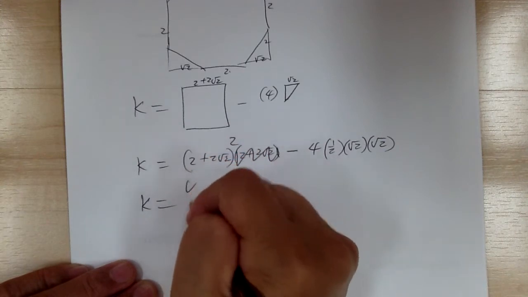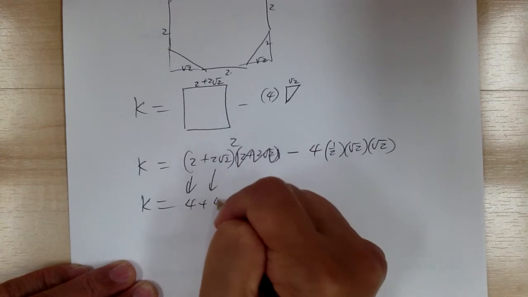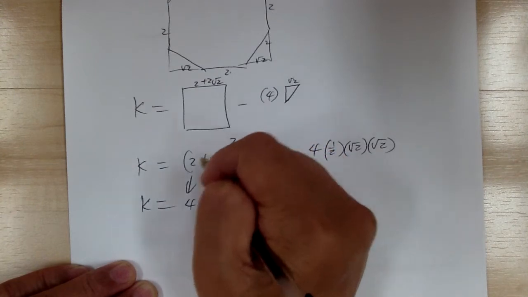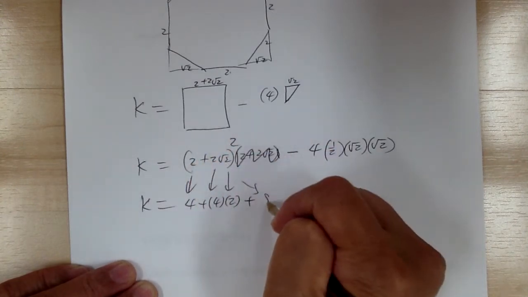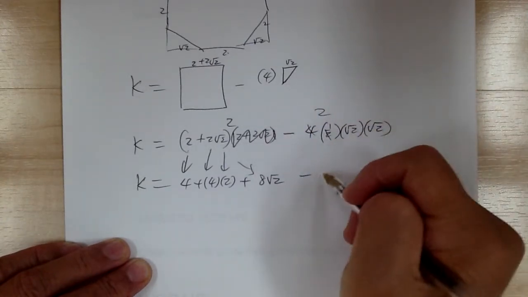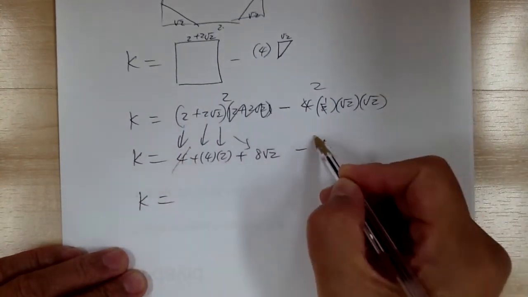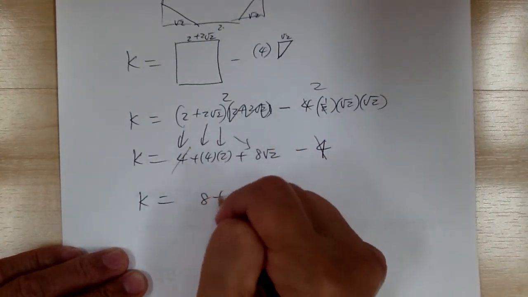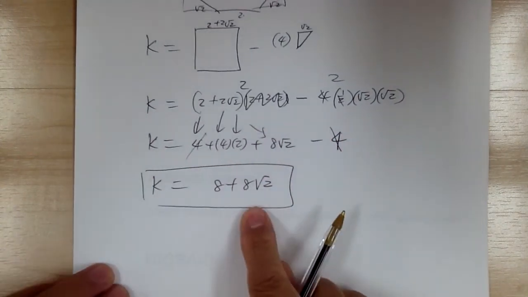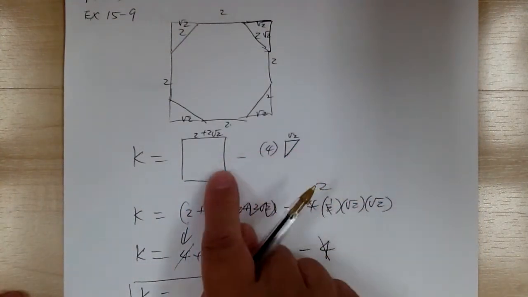So you square that, you get 4, and you square that, you get 2, and the middle term would be 2 times this times that, so it would be equal to 8 square root of 2. Minus, this cancels out, so it would be 4. So this cancels out with that. So you're going to get 8 plus 8 square root of 2. Okay, and that's it for this one. Again, it's a good idea to write out your strategy to help you visualize.